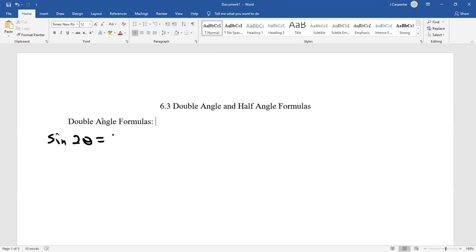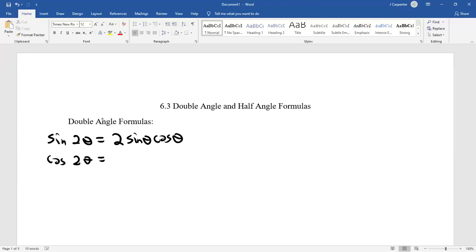And the formula is, it becomes 2 times the sine of theta times the cosine of theta. It's almost like the 2 pops out, and then as a result, you get a cosine as well. You've got to memorize this one. Next up, we have the cosine of 2 theta, which is going to have 3 versions.